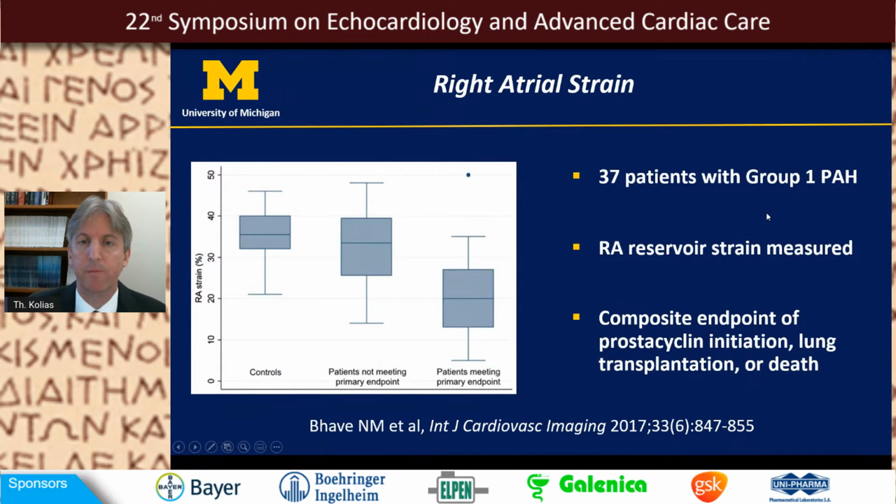So this is a study that we performed at the University of Michigan, looking at 37 patients with group 1 pulmonary arterial hypertension. The patients had right atrial reservoir strain measured and were also evaluated for a composite endpoint of prostacyclin initiation, lung transplantation, or death. And what we found was that in patients who ended up meeting the primary endpoint, their prior echo had a significantly reduced right atrial strain compared to those patients who did not meet the primary endpoint or compared to normal controls. So it's apparent that right atrial strain is also associated with outcome in patients with pulmonary hypertension.